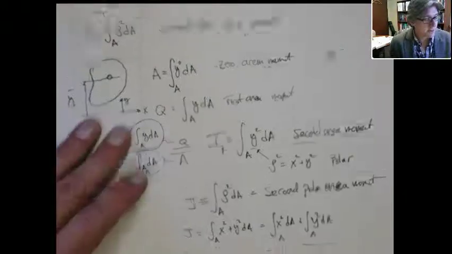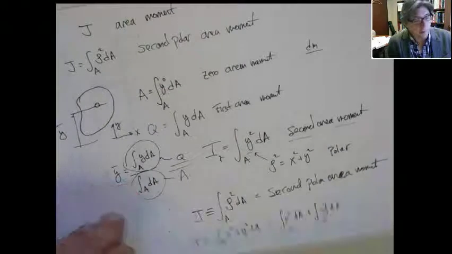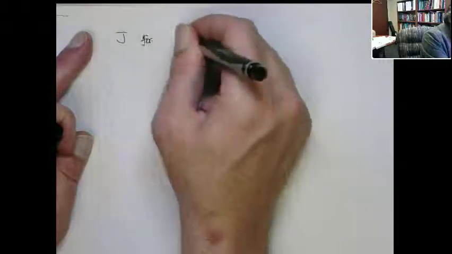All right, so let's talk about computing it. So you can compute it for a variety of geometries. Most often, in this case, we're going to be talking about J for circular cross sections.